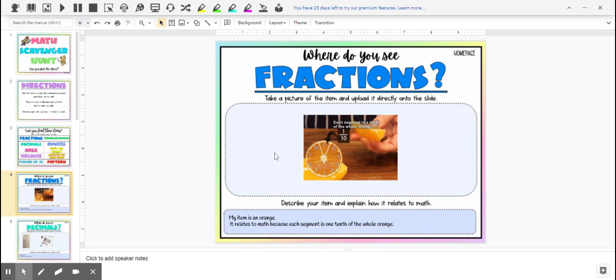The item that I found in my house was an orange. When I cut it in half, I saw that it has lots of different pieces, and each piece is 1/10 of the whole orange. At the bottom, I wrote, my item is an orange. It relates to math because each segment is 1/10 of the whole orange. See what you can find at your house that can be described using fractions.